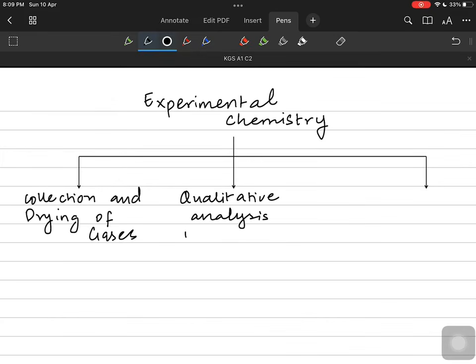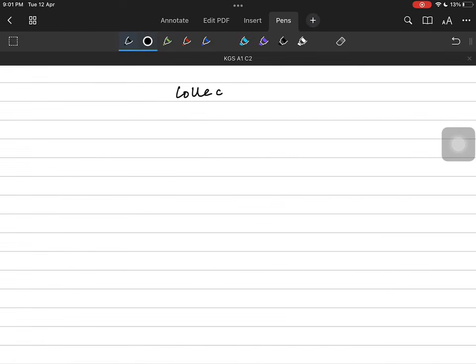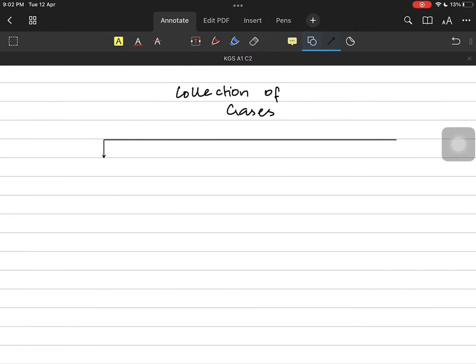So we're going to do the qualitative analysis. Qualitative means we are not concerned with the amount, we are concerned with the identity of gases or ions. The third thing is going to be separation techniques. We're going to look at various separation techniques and we'll explore them. First thing in the video, today we're going to be talking about collection of gases.